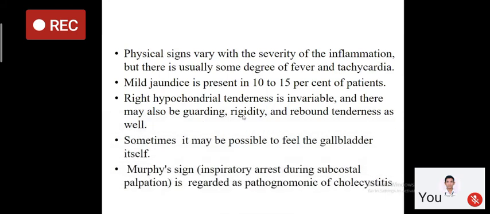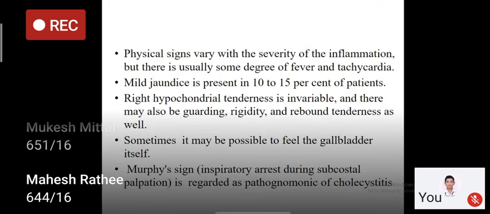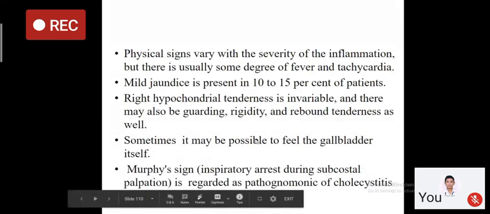Sometimes you can also find guarding, rigidity, and rebound tenderness as well, which are not there in cases of chronic cholecystitis and biliary colic. So these are the physical findings which can be helpful to differentiate between acute cholecystitis and biliary colic. Sometimes it may be possible to feel the gallbladder itself. Sometimes you can palpate the gallbladder.